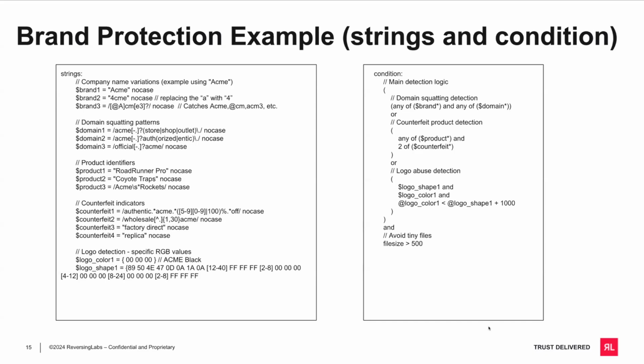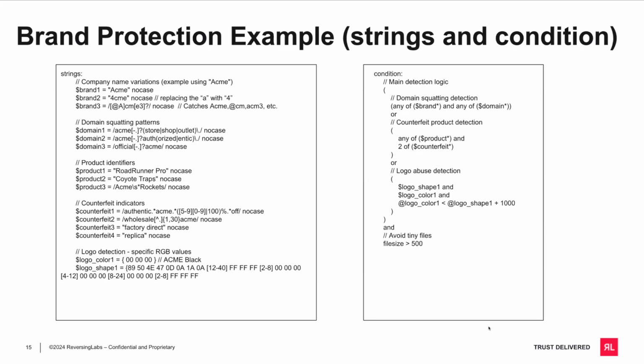If you're looking for store, shop, outlet, or authorized or authentic, again, all fantastic use cases for YARA. Product identifiers, if you're using, for example, Acme, and you have a product Roadrunner Pro and Coyote Traps, Acme Rockets, great way to identify, is this something that is potentially ripping off of my organization's product set? And of course, the same idea before, counterfeit indicators, we can use the same concept.